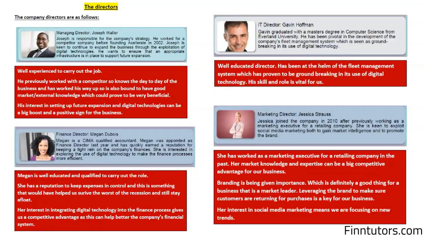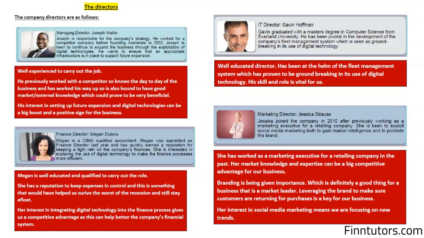So again, Megan is well educated and qualified to carry out the role. She's an expert. She has a reputation for keeping expenses in control. And this is something that would have really helped us to survive the worst of the recession and still stay afloat. She's an important person for the business. Her interest in integrating digital technology into the finance process gives us a competitive advantage, as this can help better the company's financial system. And she is happy to accept digital technology, happy to accept the disruptive nature of technology, which is good in this modern business environment.